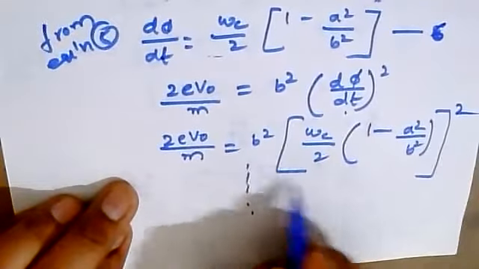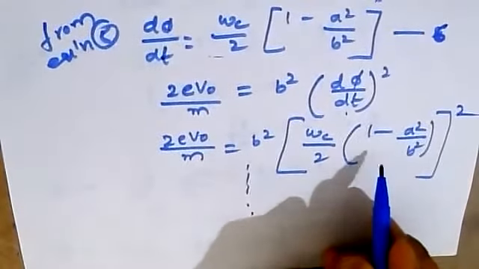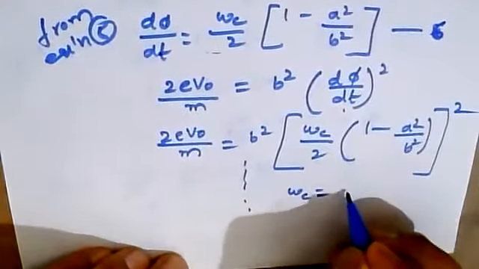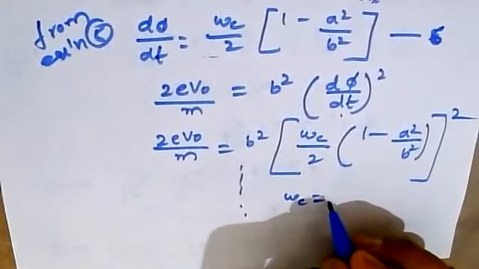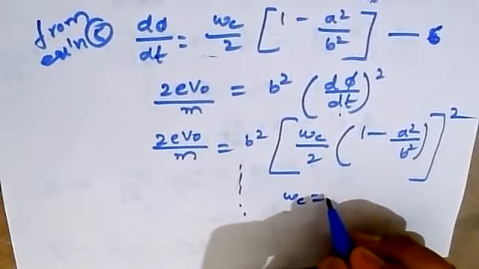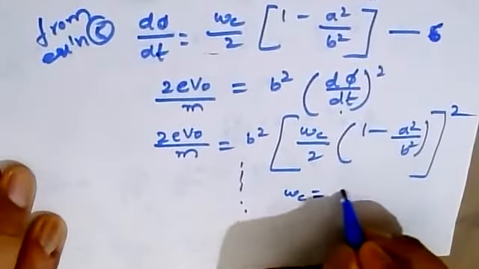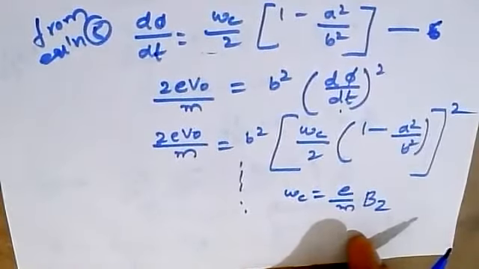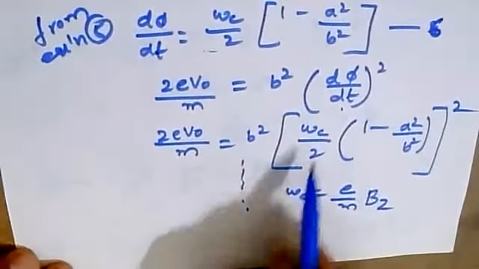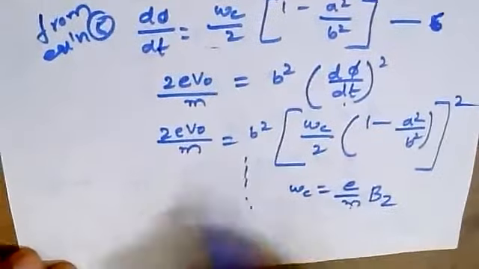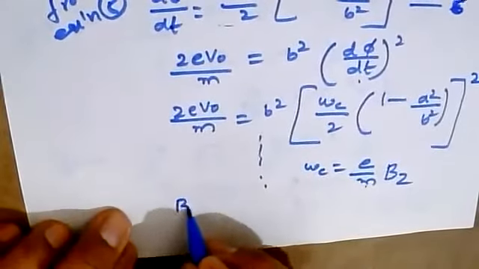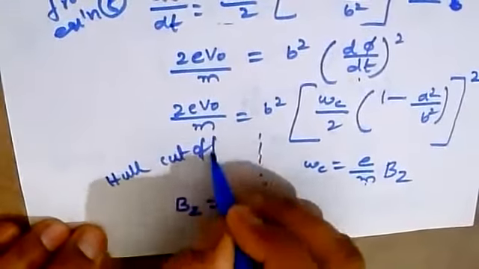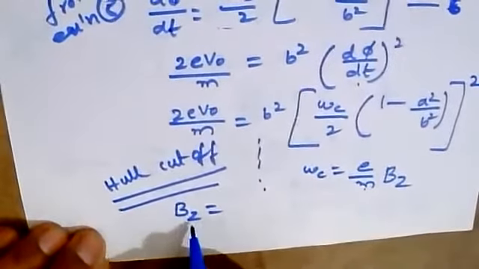We'll get the expression over here, the capital B, and for that we need to substitute omega c. We have approximated omega c, the angular velocity, as e by m into bz. So simplifying and replacing the omega c value by e by m bz, and finally the bz value is nothing but the Hull cutoff magnetic field expression bz.